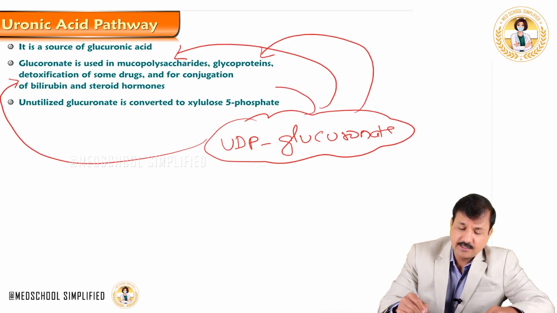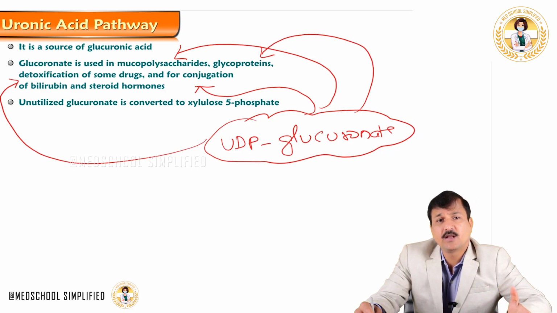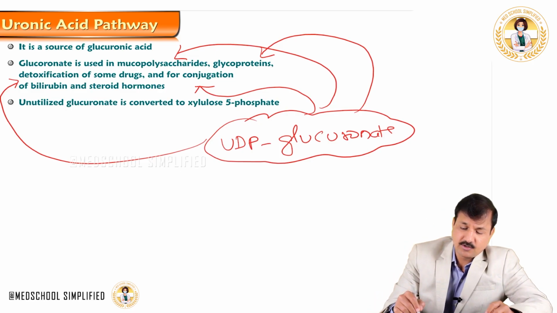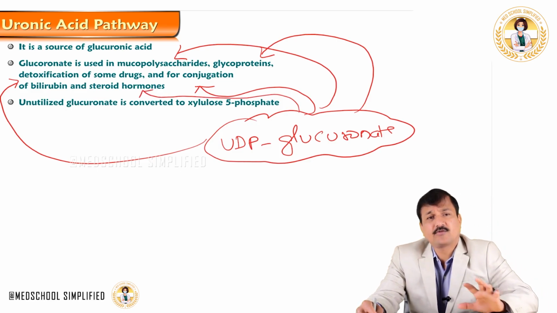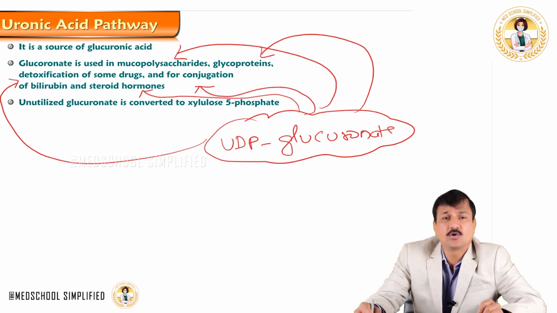And UDP-glucuronate is used in conjugation of bilirubin, like conversion of unconjugated, water insoluble bilirubin into conjugated bilirubin. How is it converted to water soluble bilirubin? It is by using UDP-glucuronate. And also UDP-glucuronate is used in steroid hormone biosynthesis. So there are a variety of uses of UDP-glucuronate, and the uronic acid pathway is the one that will give glucuronate, which will be converted into UDP-glucuronate for all these functions.